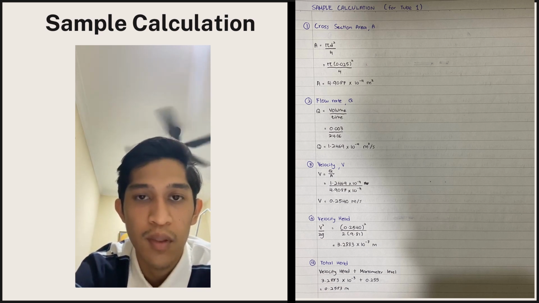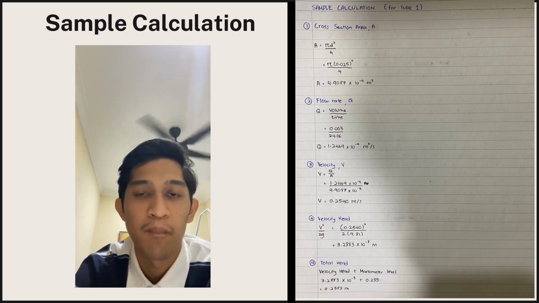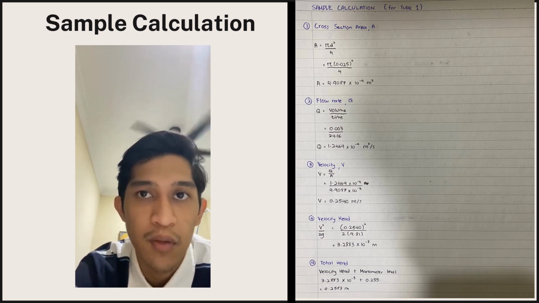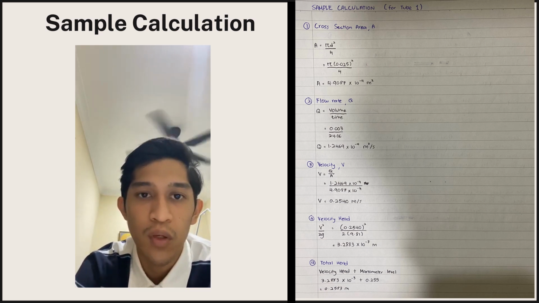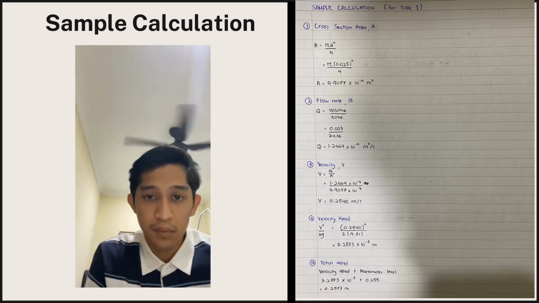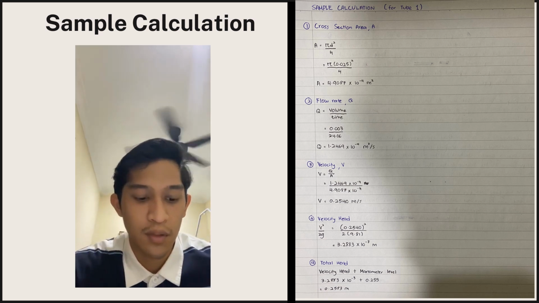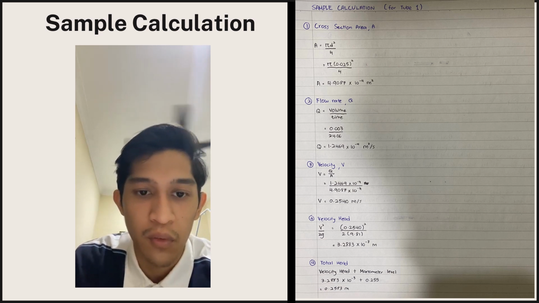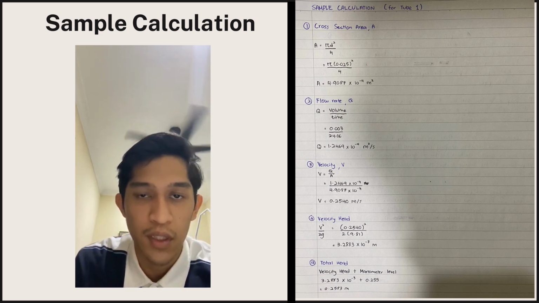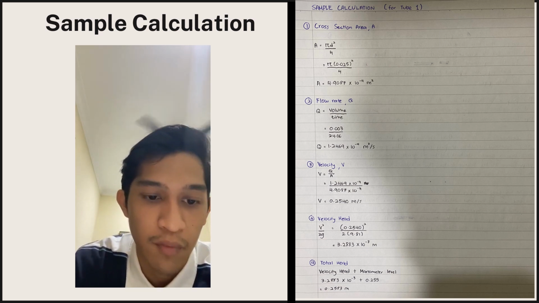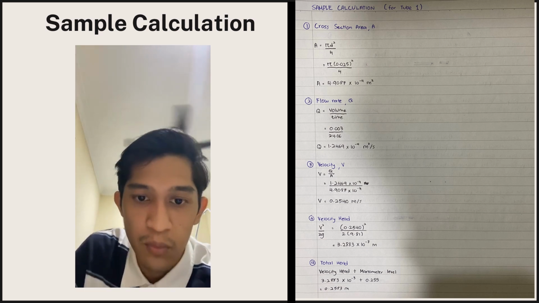For the fourth step, we need to find the velocity head. Velocity head is V squared over 2g, and then we get the velocity head. The last step is to find the total head, which is the velocity head plus the manometer level. That's it. Thank you.